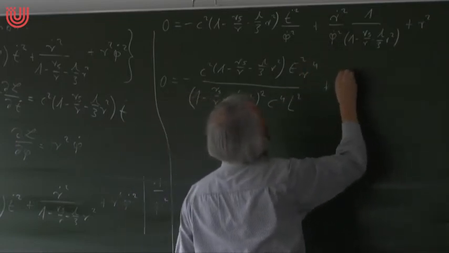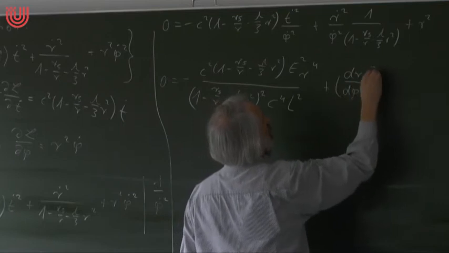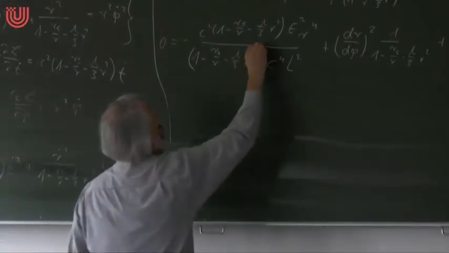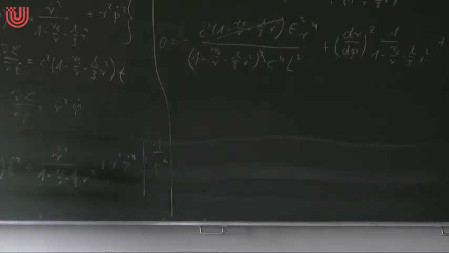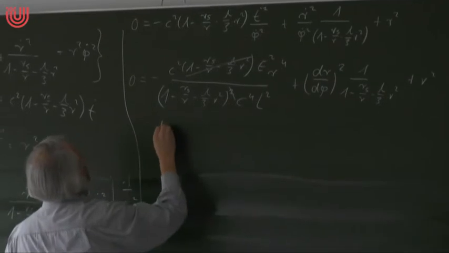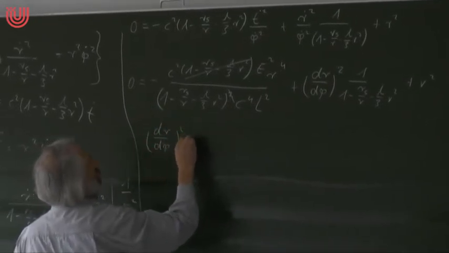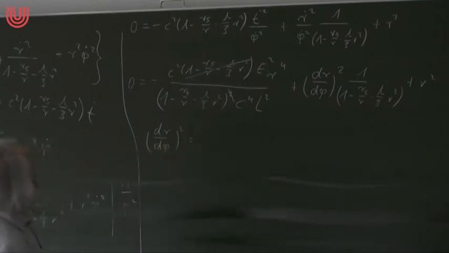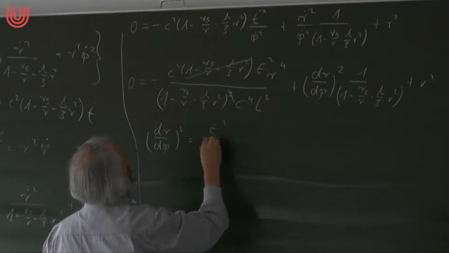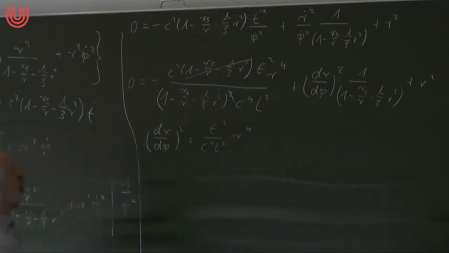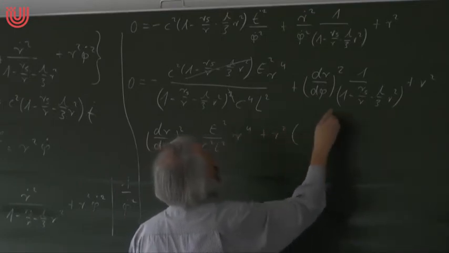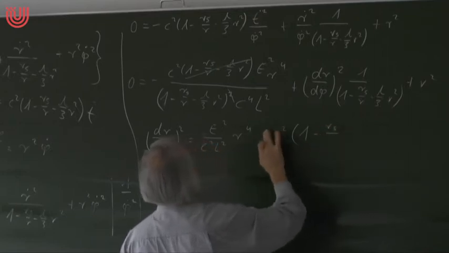Here I use the chain rule, so this gives me r as parameterized by phi. And this is r squared. Okay, and here I can cancel the bracket. And I solve for dr by d phi squared. This is what? So I take this to the other side. I multiply with this denominator. Then I get E squared divided by c squared L squared r to the 4. And then I have r squared times this bracket. No, it's minus r squared, right? It's minus r squared.